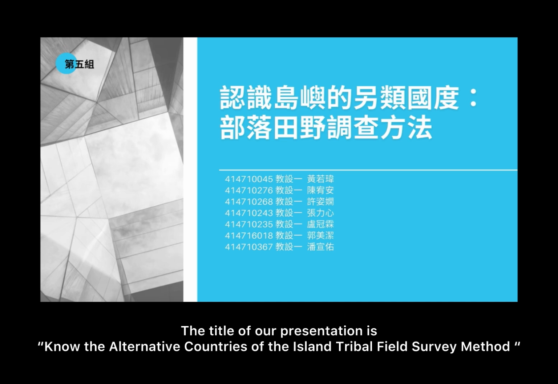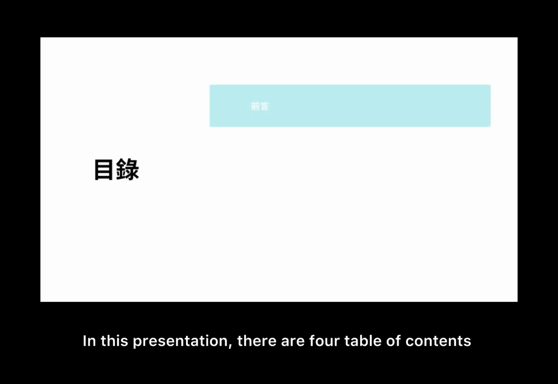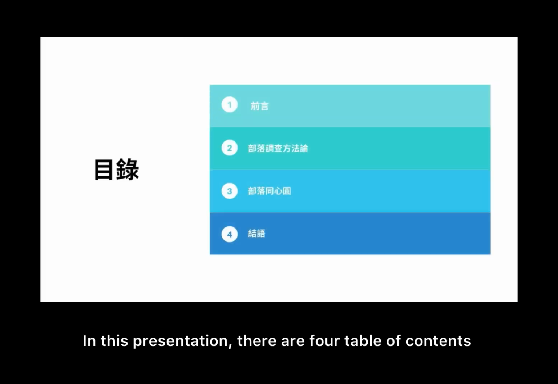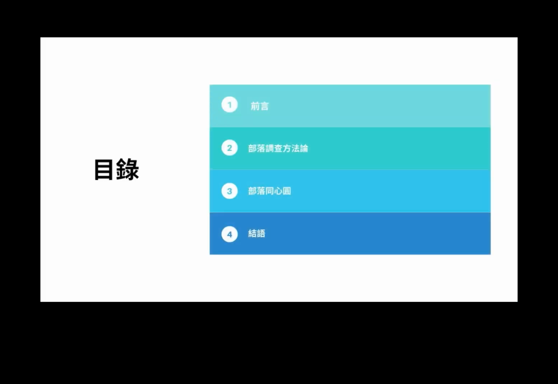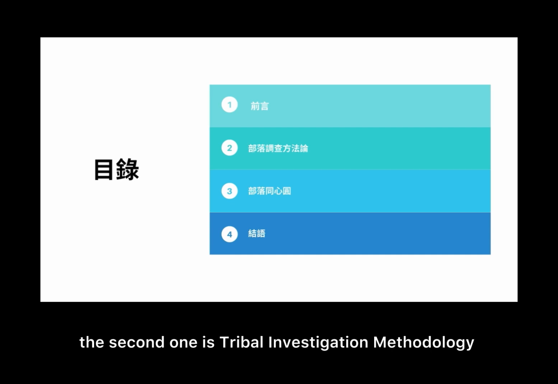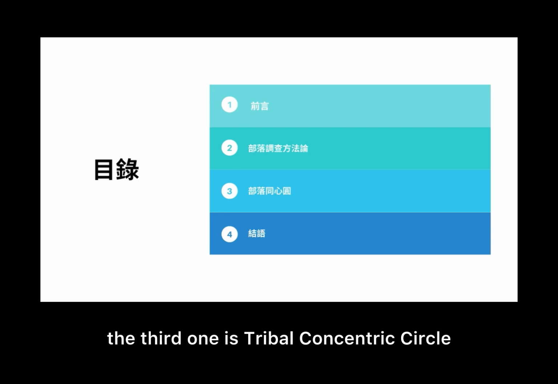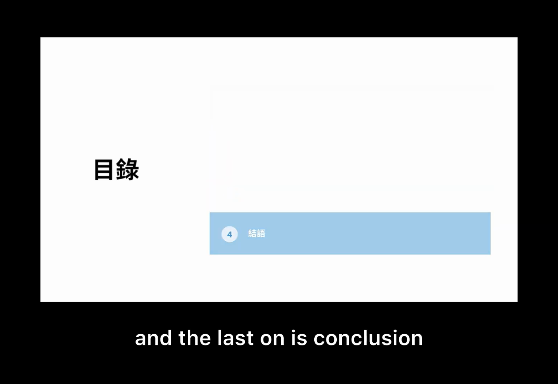The title of our presentation is Know the Alternative Countries of the Island Tribal Field Survey Method. In this presentation, there are 4 tables of contents. The first one is foreword, the second one is tribal investigation methodology, the third one is tribal concentric circle, and the last one is conclusion.